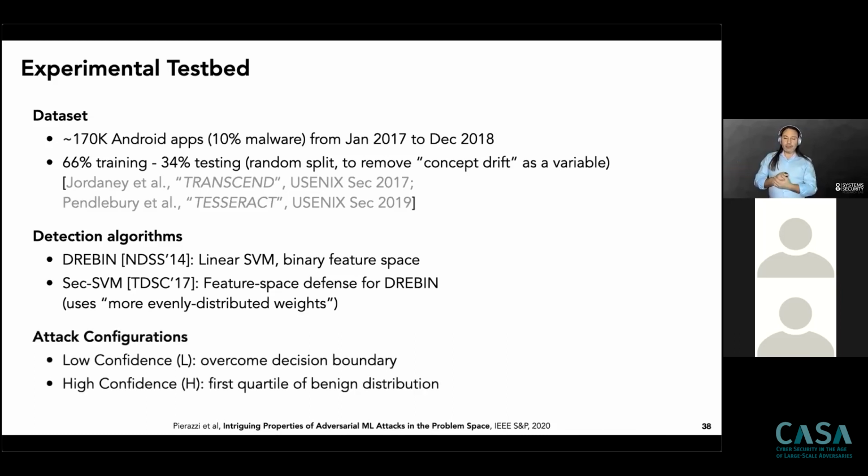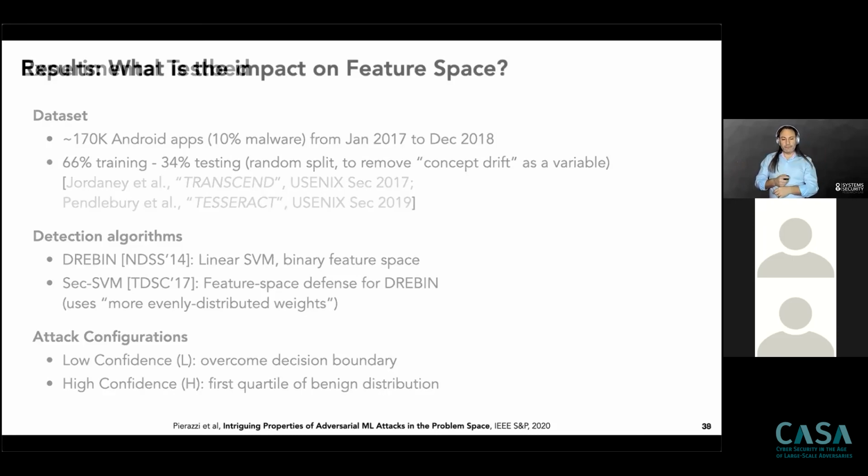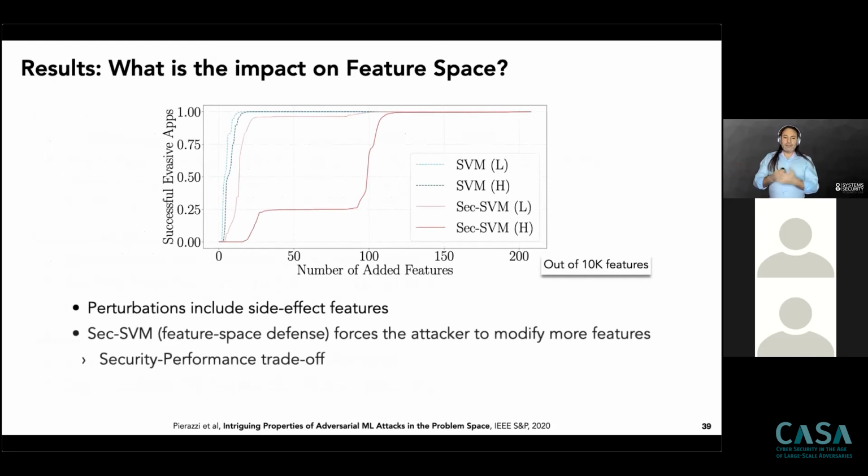And as mentioned earlier, in terms of attack configuration, we have a low confidence attack and a high confidence attack. With the low confidence attack, we just aim at crossing over the decision boundary. And with high confidence, we aim at pushing the malicious adversarial point towards the first quartile of the benign distribution. So what is the impact on the feature space?